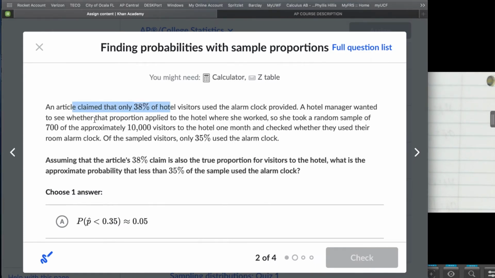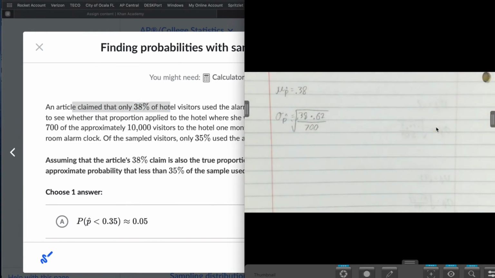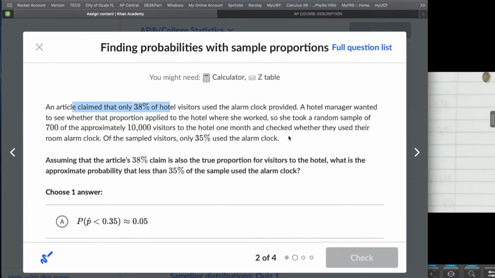We're sampling 700, which is under 10% of 10,000. So this is our standard deviation. And then notice here it says, of the sampled visitors, only 35% used an alarm clock. And we get a little bit more clarification here. Assuming the 38% is the true proportion, what is the probability that less than 35% use the alarm clock?